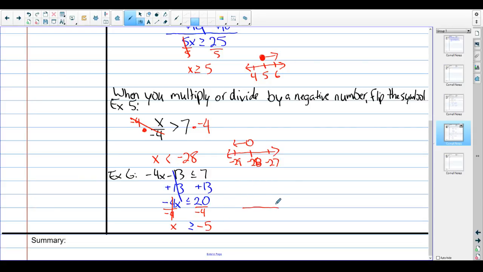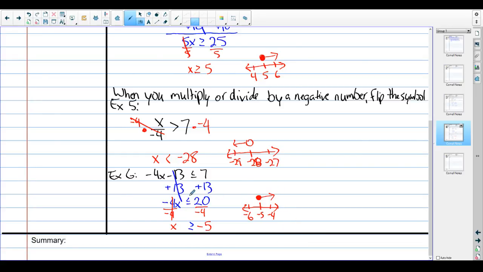Okay? It's not about the answer. Like, it didn't matter that both these answers were negative. It's the number that we divided and multiplied by that changes our sign. Okay? Nothing to do with the answer. Everything to do with how we got the answer. So negative 5, negative 4, negative 6. This is greater than or equal to. That's a closed circle pointing to the right.